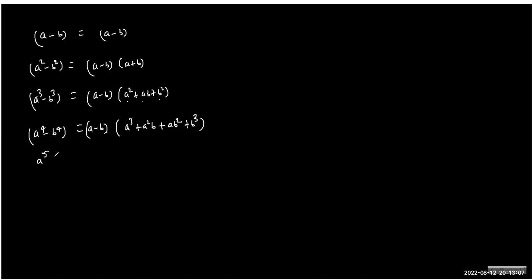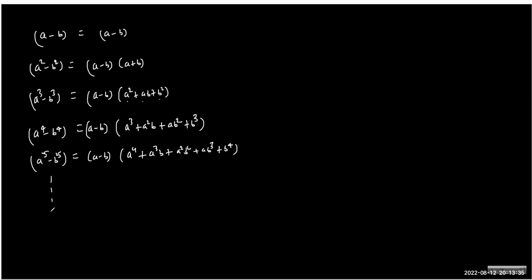A power 5 minus B power 5. Same. No need to worry. There is a pattern actually. A to the power 4 plus A cube B plus A square B square plus AB cube plus B to the power 4.